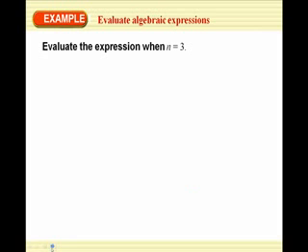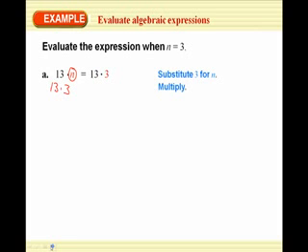So here's example number 1, evaluating algebraic expressions. So you can see as we go through these examples, we're evaluating the expression when n equals 3. So here we have 13 times n, so I'm substituting in right here 3. So it'd be 13 times 3. You're writing these examples with me. So we substitute in 3 and multiply, and we get 39. So go ahead and write that for your first example on number 1.